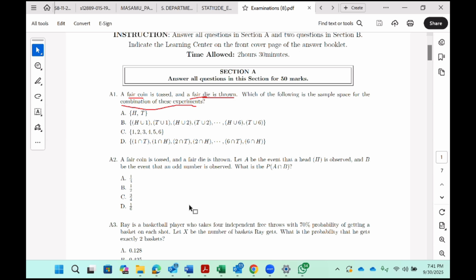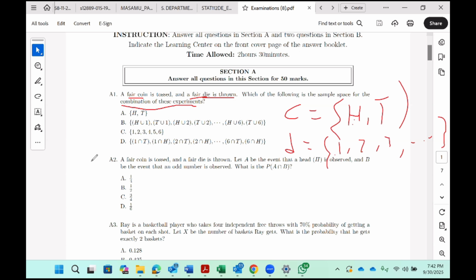So if I have a coin which is given a sample space of a head and a tail, and a die will give you 1, 2, 3, up to 6. So this and this, this and this and this and this. We take the head with all of 1, 2, 3, up to 6, and the tail with 1, 2, 3, up to 6. That is what we display over here. So the answer is D. Thank you.